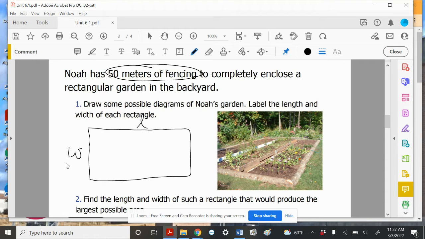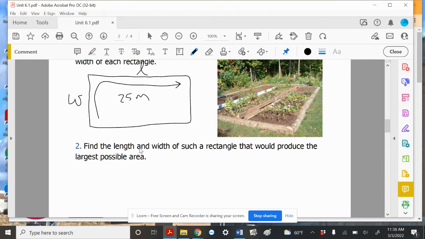So based on that information, we know that going from here all the way up to here has to be half of that because we have our width, our length, our width, and our length. And so half of it goes from here to here to here. So that would be 25 meters of fencing. That's going to be important here in a second. So find the length and width of such a rectangle that would produce the largest possible area.